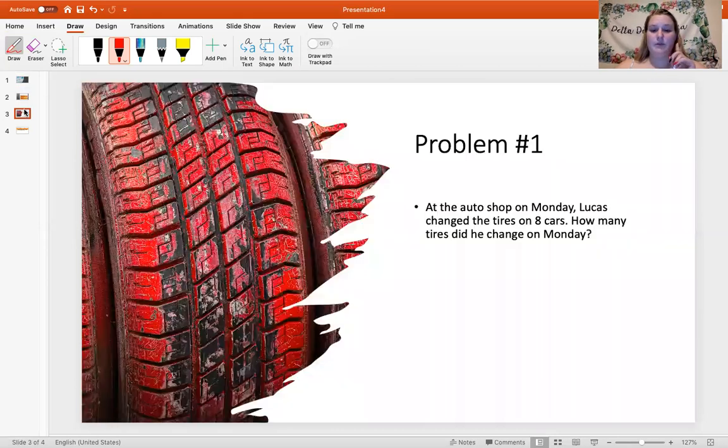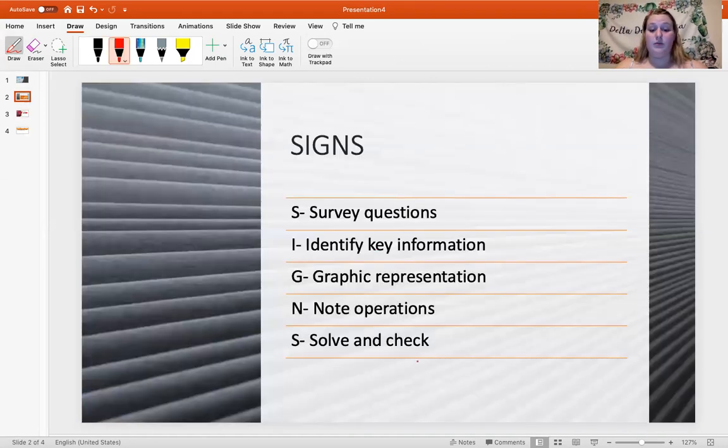Identify key information. Some key information would be, we have 8 cars. I would also say how many might be some good key information. How many tires? So we want to know how many tires he changed. Now we are going to make a graphic representation.